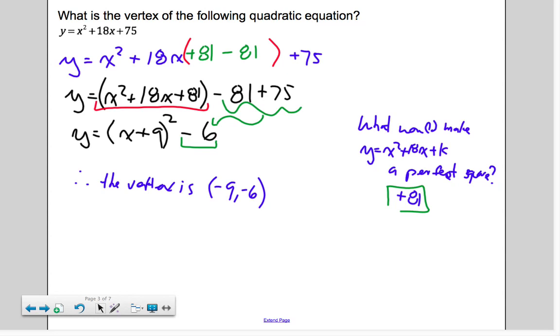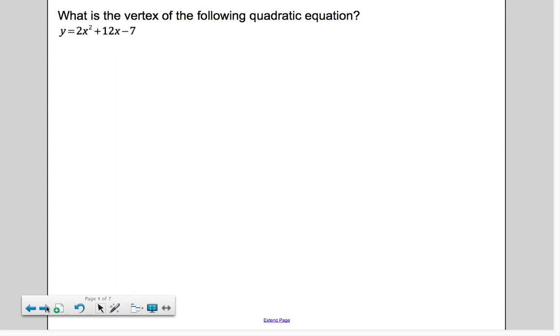Okay, so does that make sense? Right? So we just went from a form that was standard form, that's what we call standard form, where you can't tell anything, to a vertex form. Okay? So, very similar question. What is the vertex of this following quadratic equation? How might we approach this?